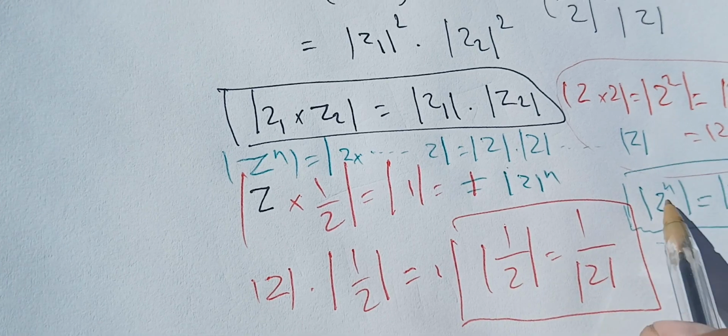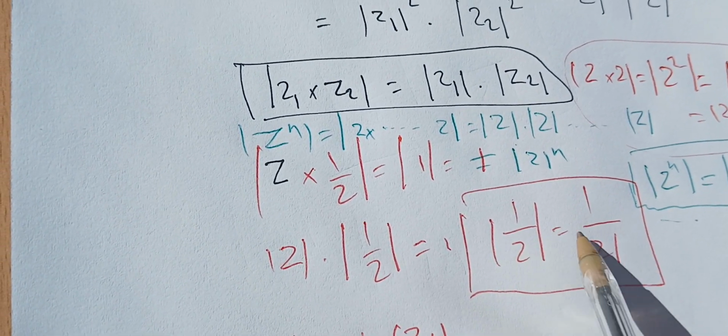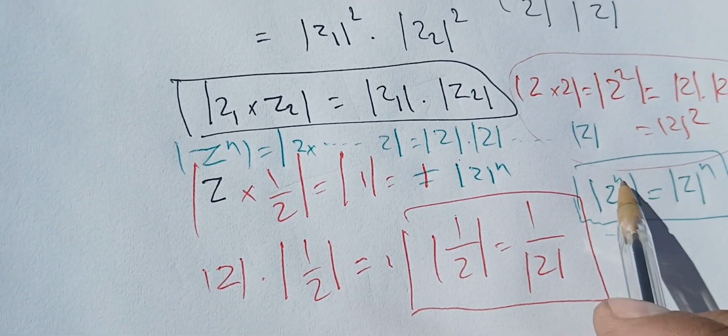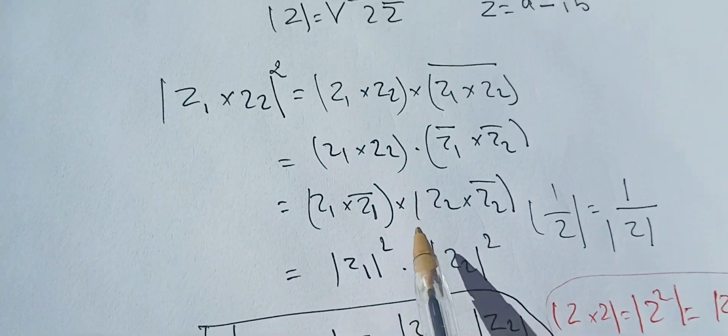When z is 2, we are here. When z is minus 1, we get here. But the most important thing is to know how to apply them and how to prove them using the definition of the norm.